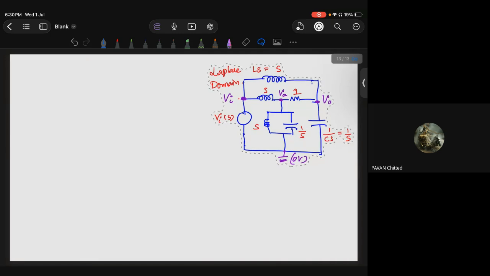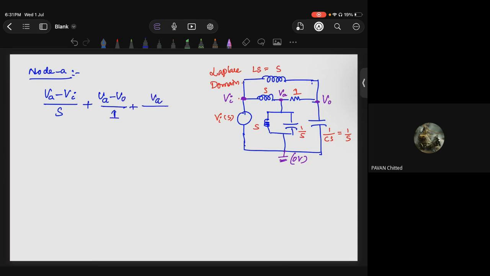So first what I'll do is node A. This is node A. So at node A, what is the equation? Basically, VA minus Vi divided by S, correct? Plus VA minus V naught by 1. Plus VA divided by S in parallel with 1 by S. Am I correct? That will be equal to 0.